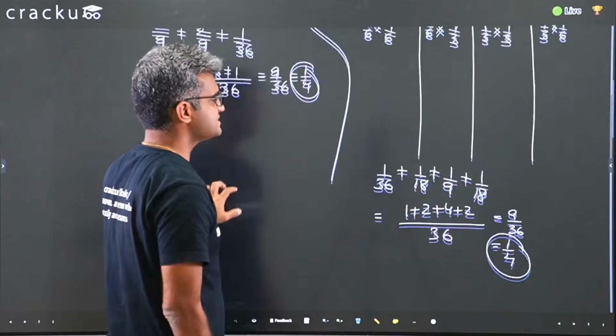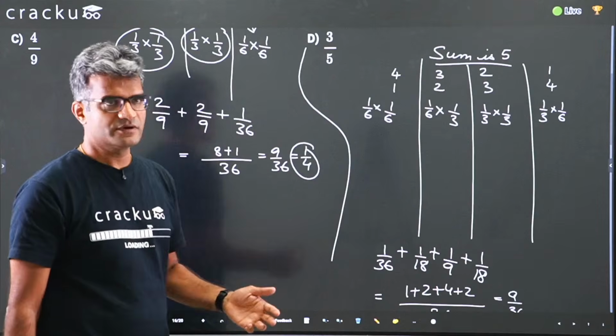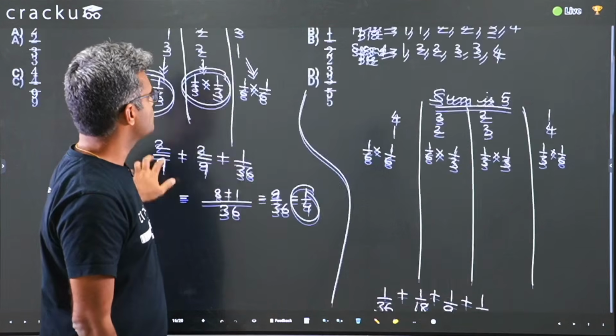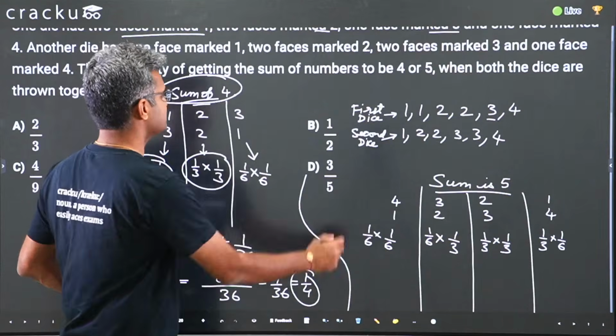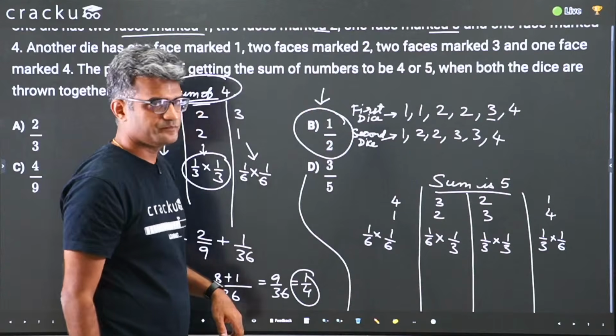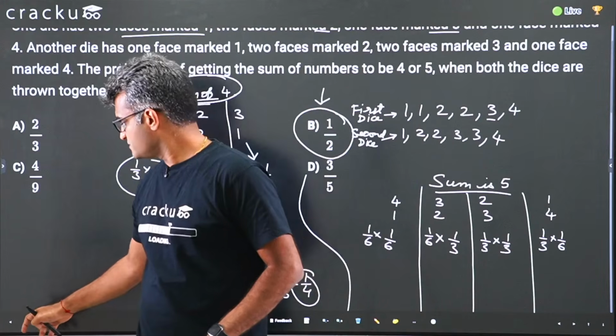So the probability that the sum is 5 is also 1 by 4. Probability that the sum is 4 is also 1 by 4. So overall the total probability that the sum is either 4 or 5 is 1 by 2. Let us look at the next question.